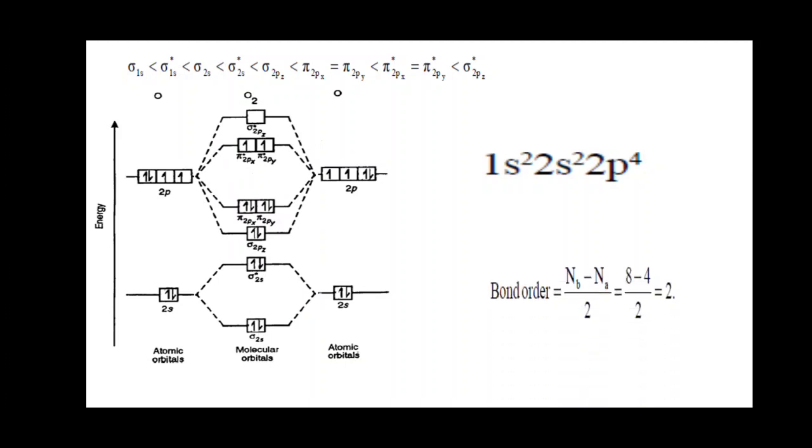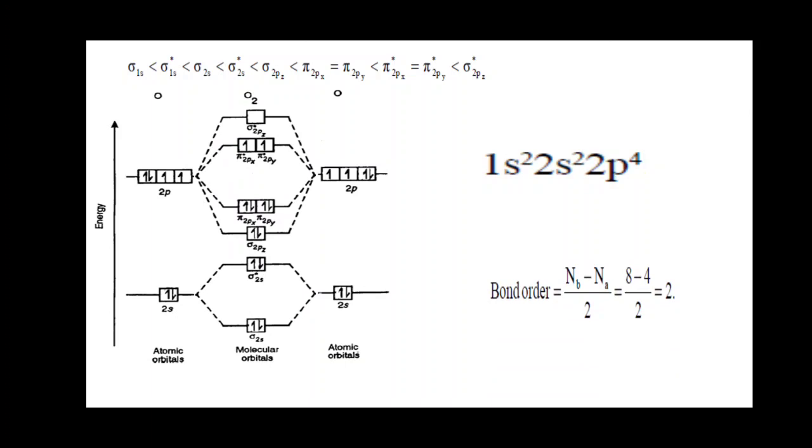So what's the formula? Nb minus Na by 2. Nb means the number of electrons in the bonding molecular orbitals minus the number of electrons in the antibonding molecular orbitals, divided by 2. So the bonding: sigma 2s 2 electrons, sigma 2pz 2 electrons, pi 2px 2 electrons, pi 2py 2 electrons. So totally 8 electrons. The antibonding: sigma star 2s 2 electrons, pi star 2px 1 electron, pi star 2py 1 electron. So totally 4 electrons. So 8 minus 4 by 2 equals 2, right?